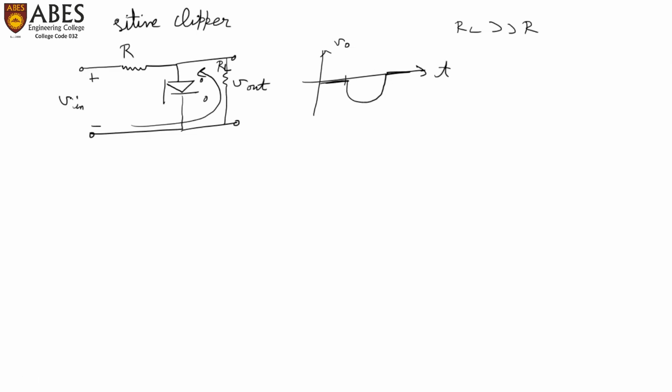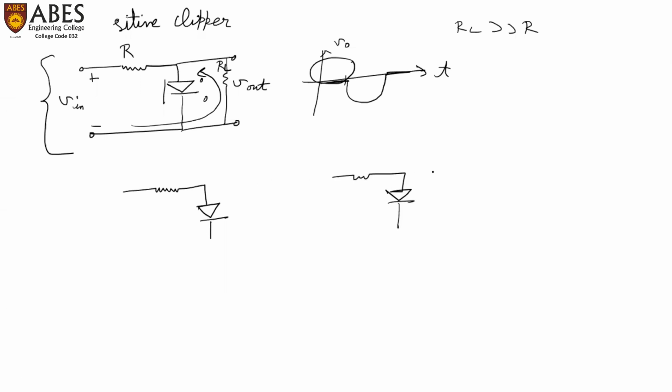So this is just recalling the previous point, that this was our positive clipper. But what we want now is not to remove the complete positive half cycle, but only some portion of it. So we have to connect a battery. Now, what are the ways that we can connect the battery in series with the diode? In two manners.